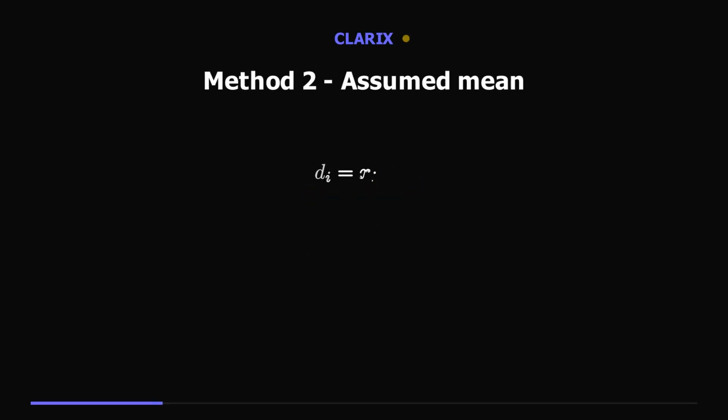When the numbers get big and ugly, use method 2, the assumed mean. Pick a convenient class mark near the middle and call it A. For each class, find the deviation di, which is xi minus A. Then the mean is A plus the sum of fidi over the sum of fi. You're just measuring everything relative to A, then adding A back.